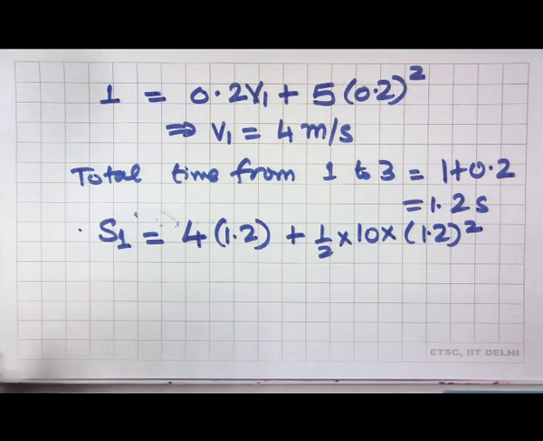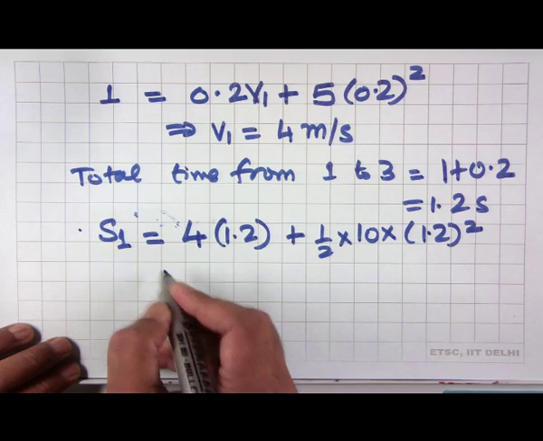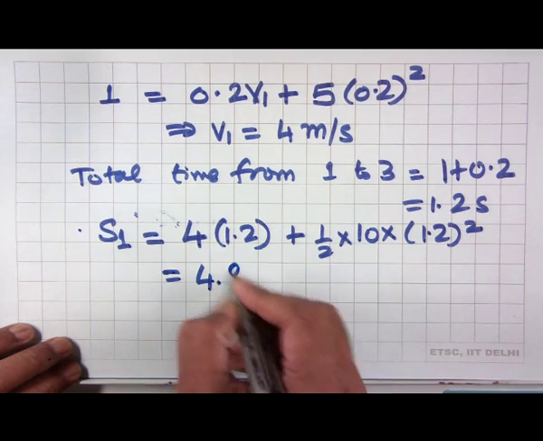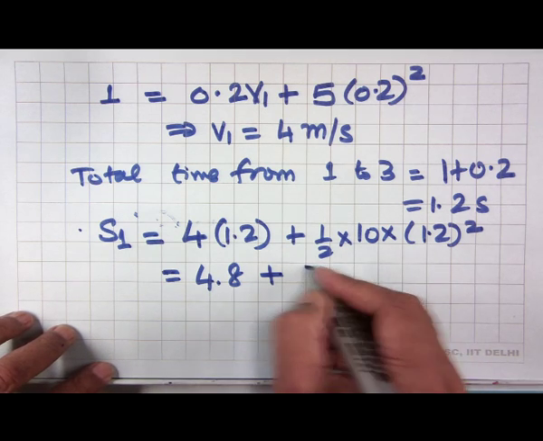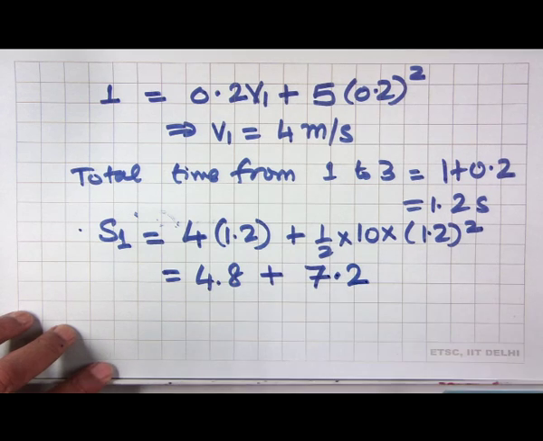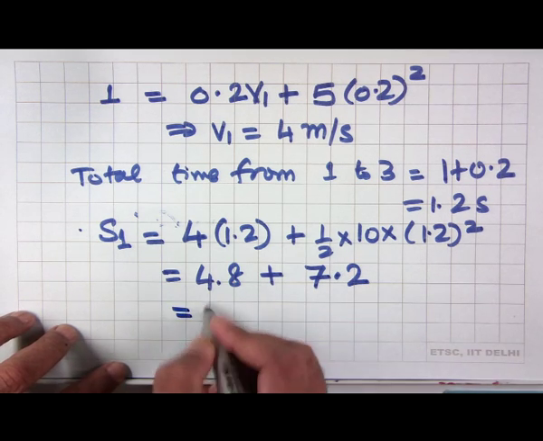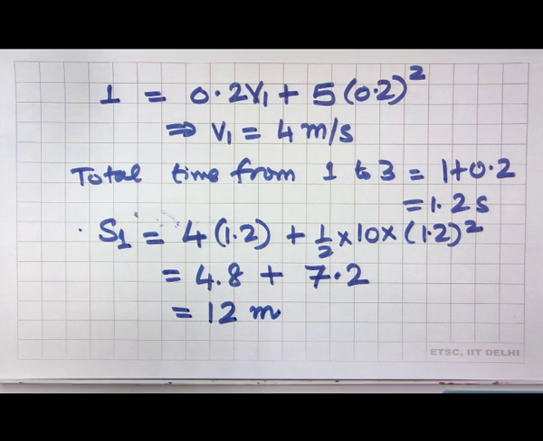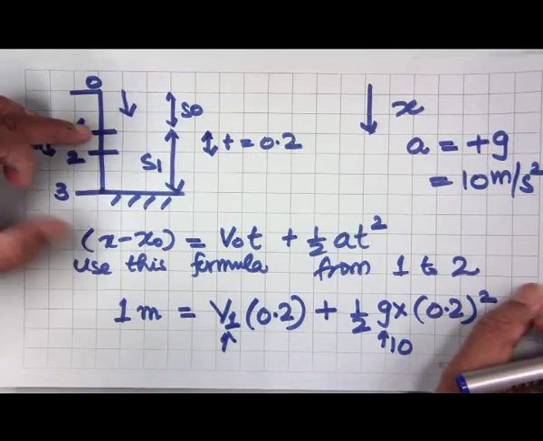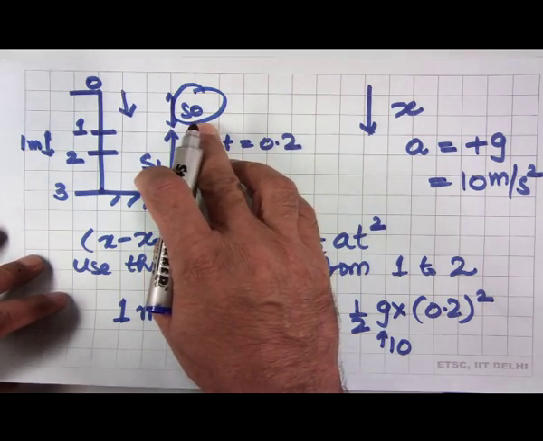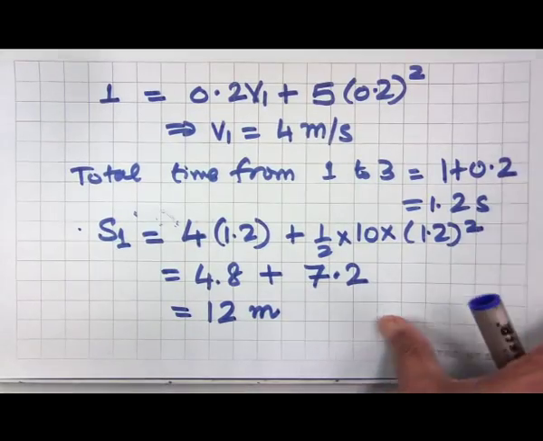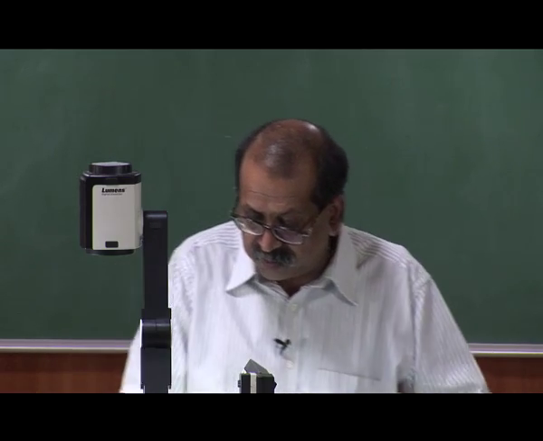So, using this, when we work this out, we will get S1 is equal to 4.8 plus 7.2. So, this becomes equal to 12 meters. So, this is the height from the top of the window to the ground. Now, to this we have to add S0. So, therefore, we now move on to calculate S0.